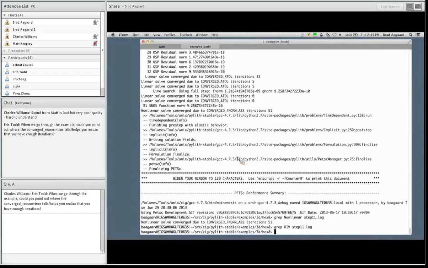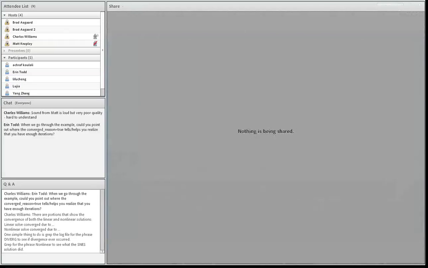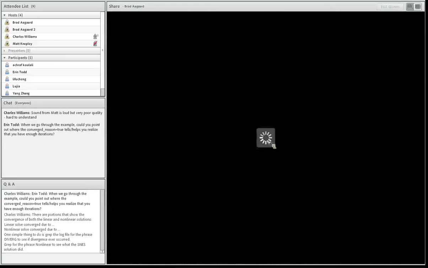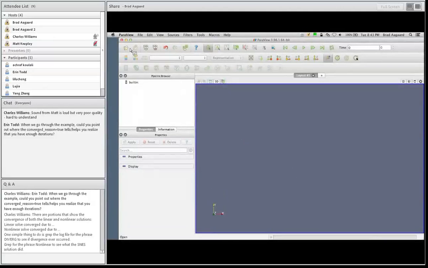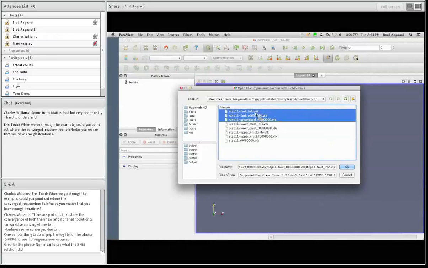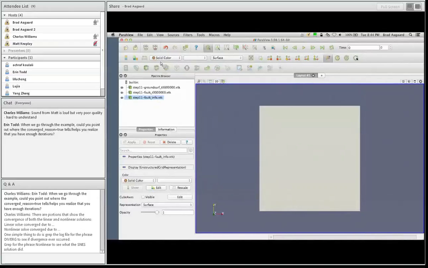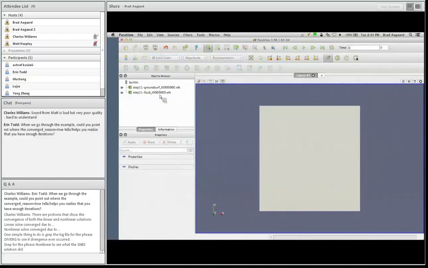Now let's look at the results. So we'll switch into pair view. Let's load up the ground surface and the fault. And let's do the fault info as well. First, let's look at the fault info. In the fault info, we only have the normal direction, so that's not very useful. So let's not even look at that.